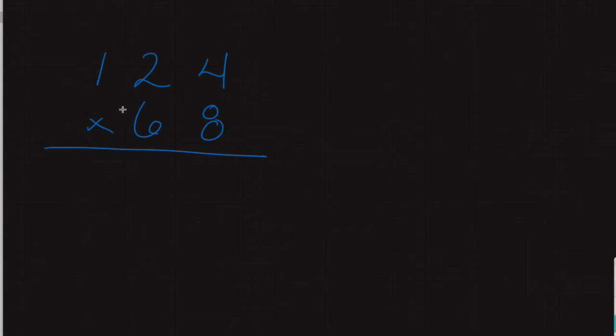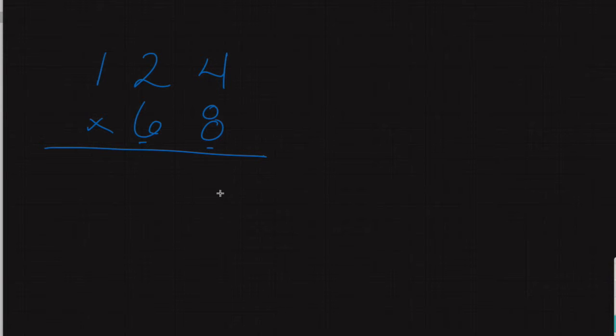the number with more digits on the top, just like I have here. 124 has more digits than 68. 68 only has 2 digits. All right, let's switch up our colors here. All right, so here we have a 2-digit by a 3-digit multiplication, and I wanted to show you this to remind you about multiplying in the tens place.